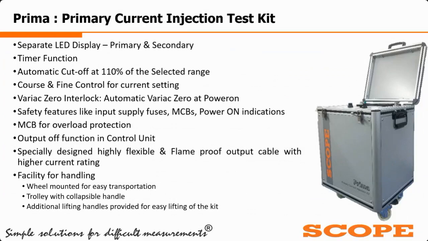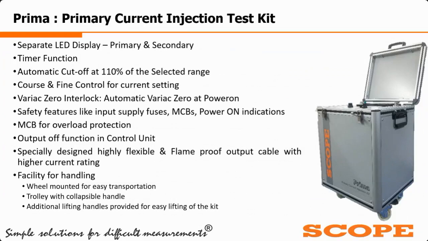Also MCB for overload protection. Output off function in control unit. This function we have provided. Output on switch, button we have provided. After the output on function, only then will the actual current injection start. So this is for user safety purposes.